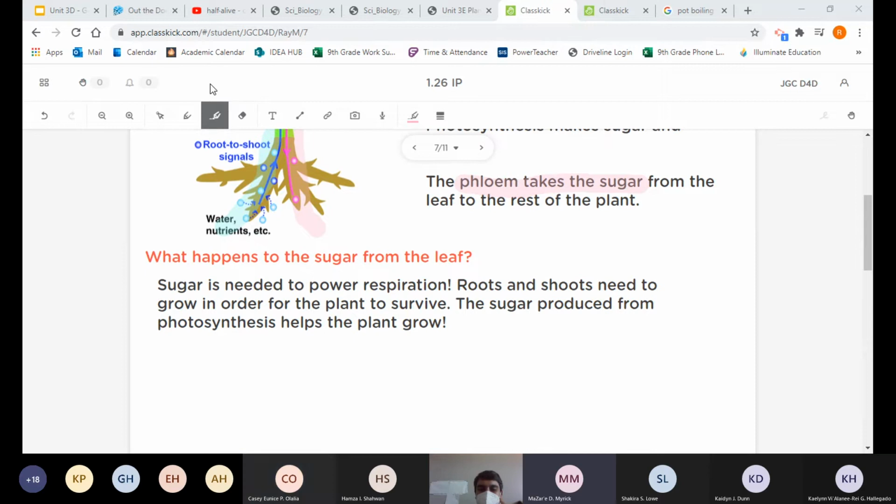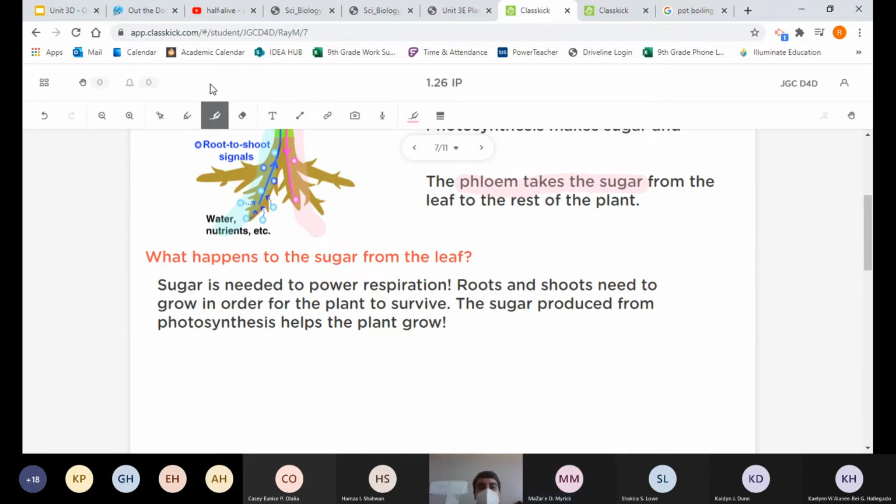Fine. Sugar is needed to power respiration. Roots and shoots need to grow in order for the plant to survive. The sugar produced from photosynthesis helps the plant grow. Thank you so much, Mazari.